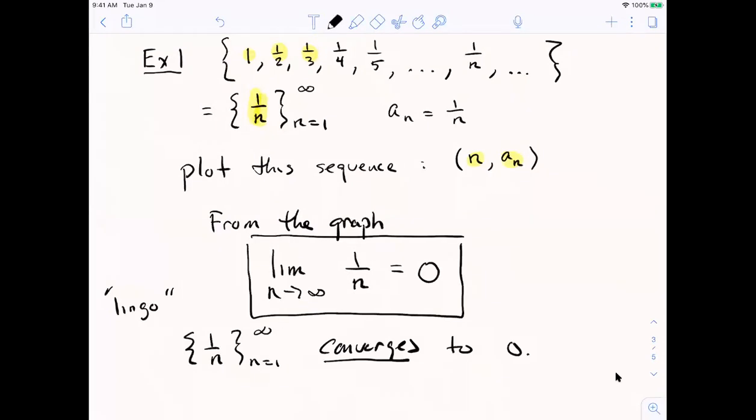So if a sequence has a limit, I'll say it converges. Maybe you remember from improper integrals what we say if something doesn't have a limit. We'll use similar language here. We'll call it divergent. This sequence is convergent, converges to 0.